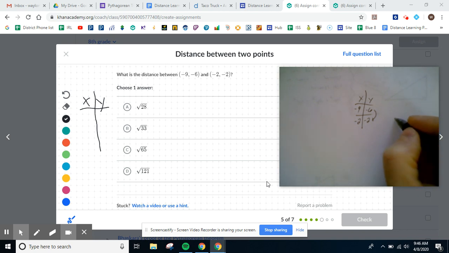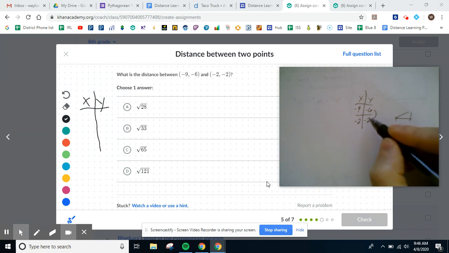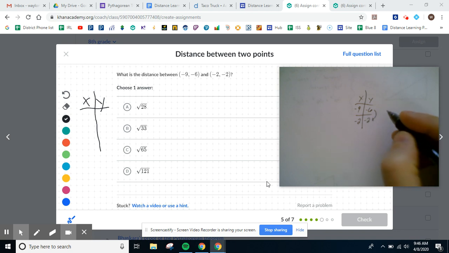Now, here's my triangle. Since I'm looking at the change from here to here, I don't really have to care if it's going up or down. When we were talking about slope, it mattered. But when we're talking about side lengths of a triangle, I don't care about positive or negative. So I'm just taking the absolute value, or in other words, not worrying about positive or negative. I'm just saying, what is the change from -2 to -6? Those are 4 apart. It doesn't matter up or down. It's just a change of 4.